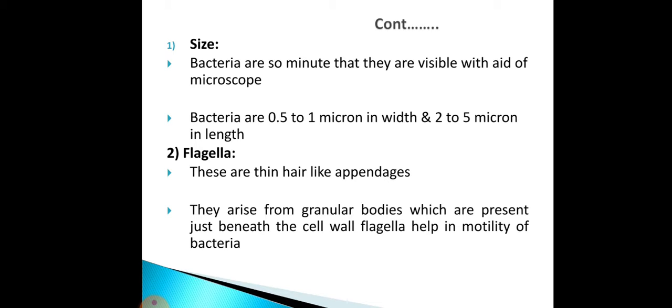Then about flagella of the bacteria. These are thin hair-like appendages. They arise from granular bodies which are present just beneath the cell wall. Flagella help in motility of the bacteria. Flagella is the main organ which helps in the motility of the bacteria.